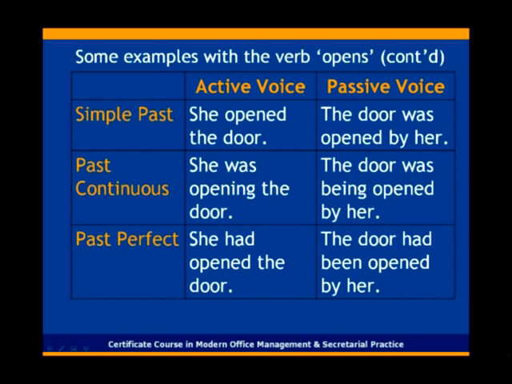The active voice sentence in the past continuous tense, She was opening the door, becomes The door was being opened by her in the passive voice. The active voice sentence in the past perfect tense, She had opened the door, becomes The door had been opened by her in the passive voice.